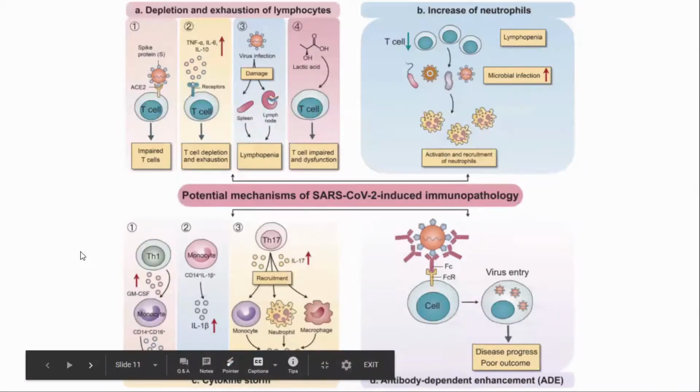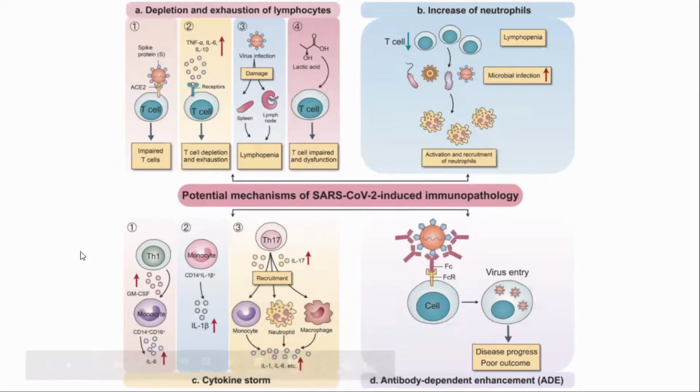Next slide, please. In the next slide, we are talking about the potential mechanisms of SARS-CoV-2 induced immunopathologies. First, on the above left-hand side is the potential mechanism of depletion and exhaustion of lymphocytes. One, ACE2 receptor expression on lymphocytes, especially on T cells, promotes SARS-CoV-2 entry into the lymphocytes. Two, the concomitant increase in inflammatory cytokine levels promotes the depletion and exhaustion of T cells. Three, SARS-CoV-2 directly damages lymphatic organs, including the spleen and lymph nodes, inducing lymphopenia. And four, increased lactic acid levels inhibit the proliferation and function of lymphocytes.